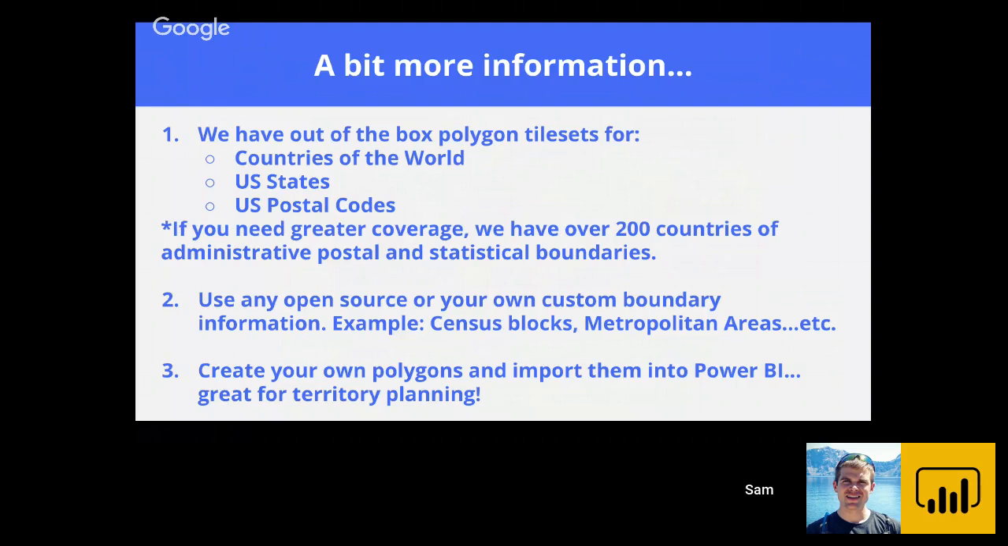Some of my personal favorites are the Tiger shape files through the census. They also provide things like metropolitan areas. We have an easy way to translate those into vector layers to import into your Power BI dashboard. And then lastly, as you saw in the example before, you can create your own polygons, whether you're spelling out the word Mapbox in San Francisco, or whether you have an actual use case like sales territory planning or farm and agricultural planning. You can create your own polygons to do that.